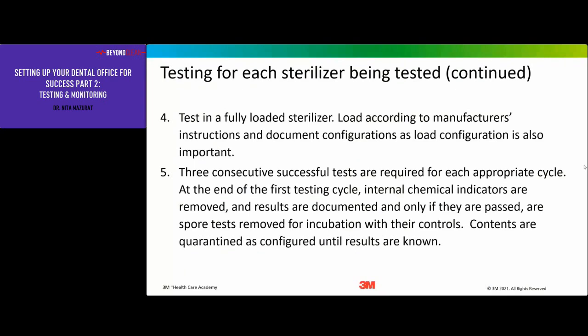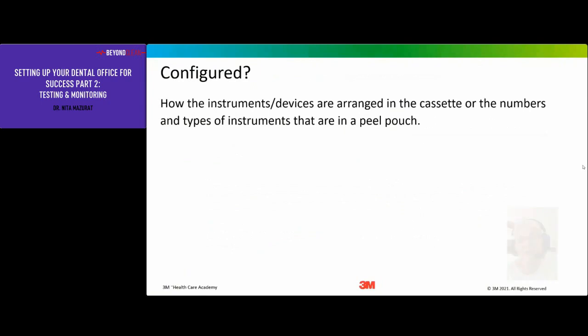At the end of the first testing cycle, internal chemical indicators are removed. Results are always documented, and only if the chemical indicators pass, then you remove your spore tests for incubation with their controls. Contents are then quarantined as configured until your results are known. So, configuration means how you arrange your instruments or devices in the cassette, or the numbers and types of instruments that are in a peel pouch. It's important to do that for now.